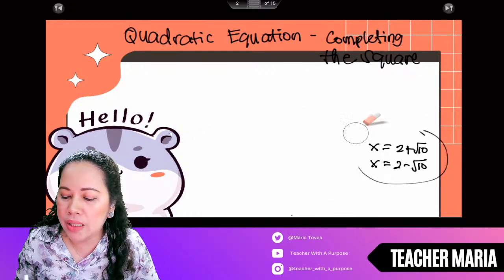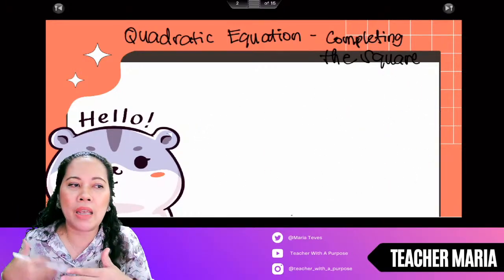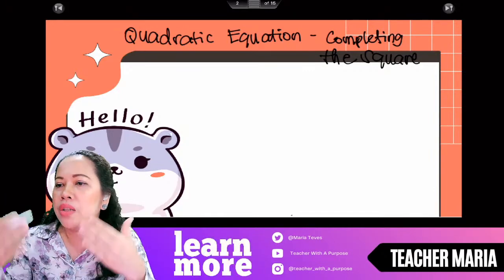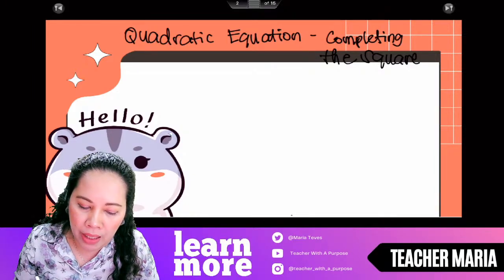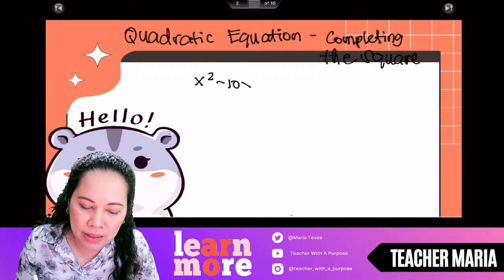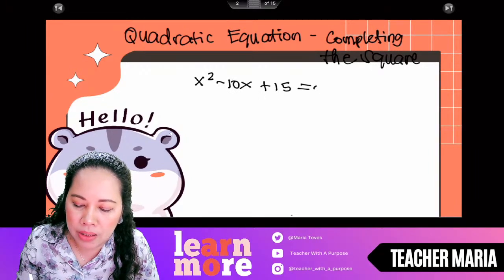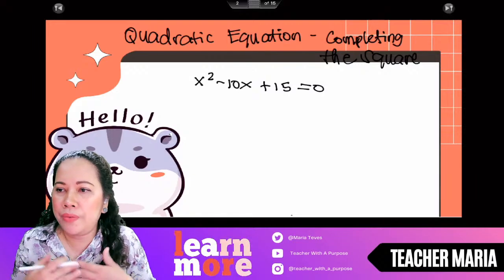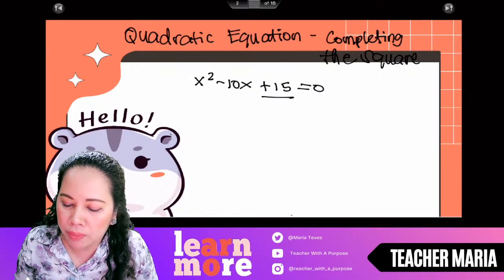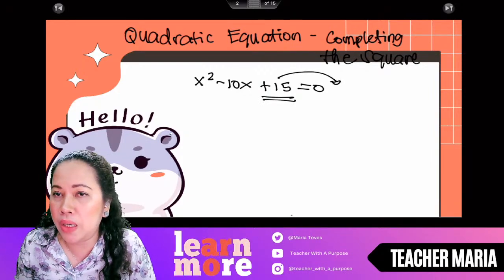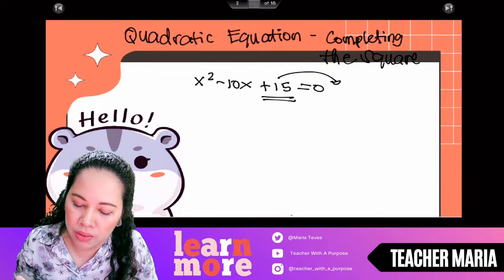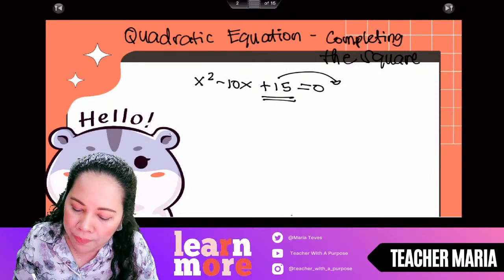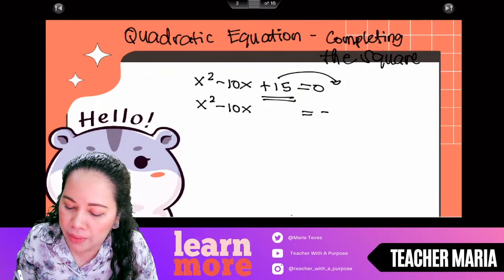All right, so this is completing the square. It will be the same process, the same procedure again and again when you do completing the square. So let's say, for example, you have x squared minus 10x plus 15 equals 0. The first step is to transfer plus 15 to the other side of the equation. You will have x squared minus 10x equals negative 15.